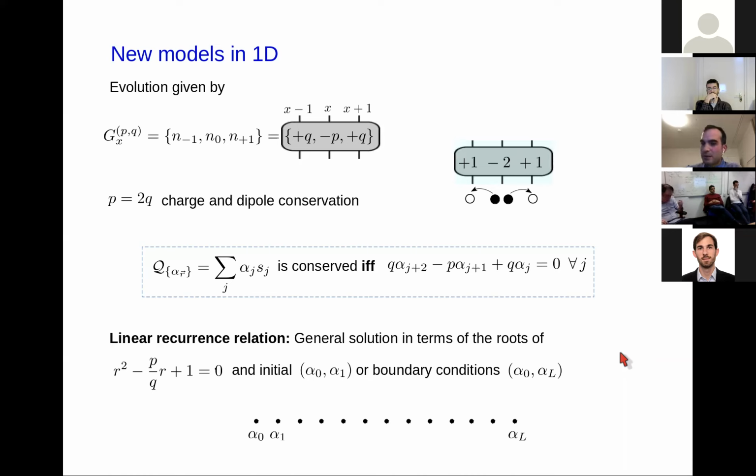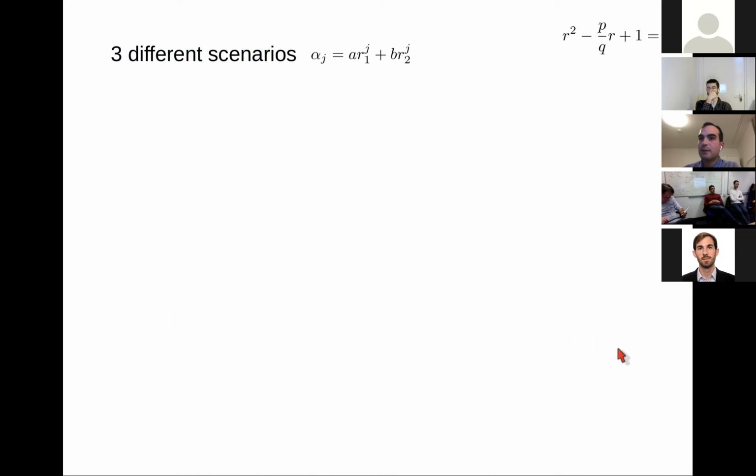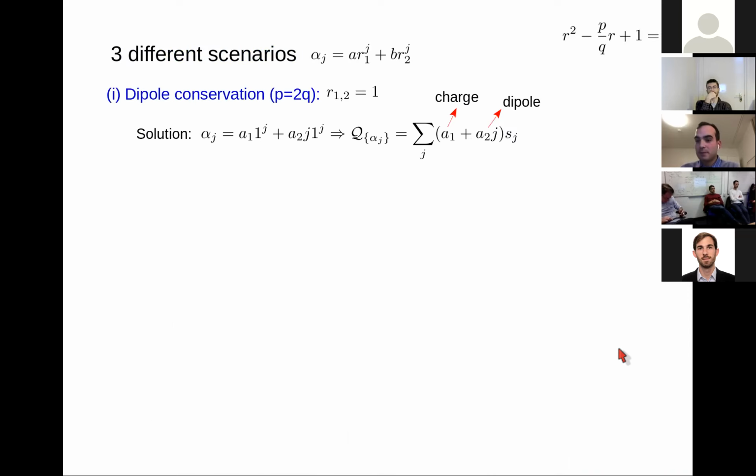So let me show you the possible scenarios we can find. First of all, we know dipole conservation is one of the possibilities, and this happens for p equals 2q. In this case, you find that the characteristic equation has a doubly degenerate root that is equal to 1, and you just recover that indeed charge and dipole are conserved.